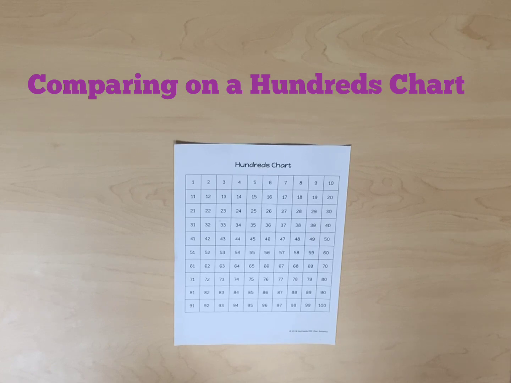The next activity is entitled Comparing on a Hundreds Chart. This activity addresses the standard 1.2G, in which students are expected to represent the comparison of two numbers to 100 using the symbols greater than, less than, or equal to. For this activity, you will need a hundreds chart as well as counters. You will begin by posing a scenario and question such as, Hayden thinks 7 10s and 5 1s is less than 57. Julia thinks 7 10s and 5 1s is greater than 57. Who is correct? You will then proceed to model your thinking using the hundreds chart and counters. For example, your think aloud could sound like this.